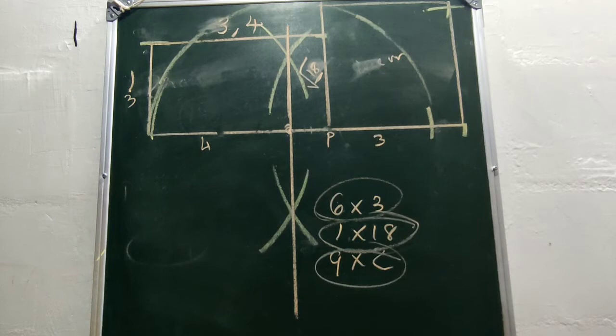So we can use this method to draw irrational lengths. We cannot draw irrational lengths directly using our scale or compass, so this method is used to draw irrational lengths.